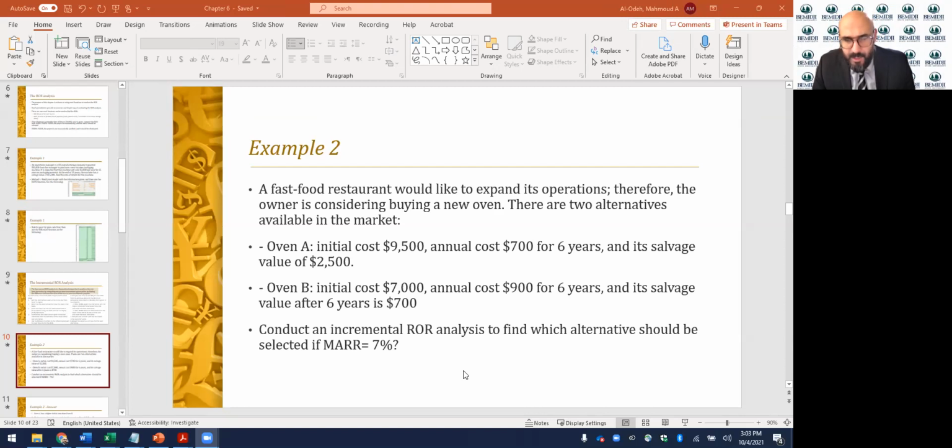Oven A initial cost $9,500, annual cost $700 for 6 years, and its salvage value $2,500. Oven B initial cost is $7,000, annual cost $900 for 6 years, and its salvage value after 6 years is $700. Conduct an incremental ROR analysis to find the best alternative that we should select if the MARR is 7%.